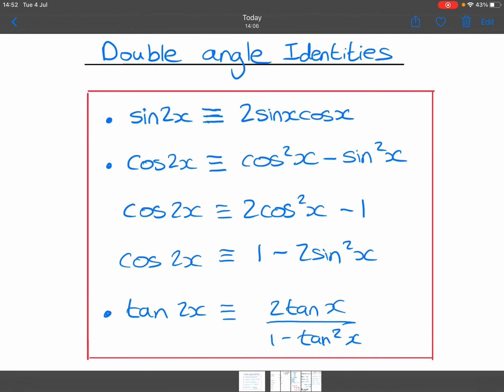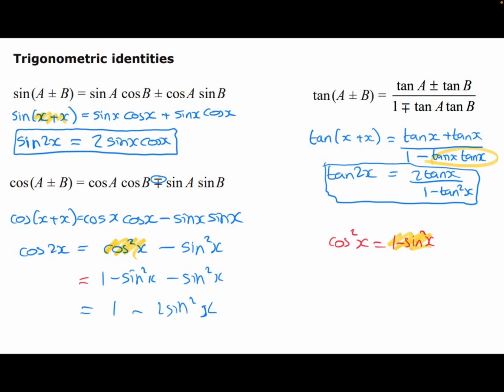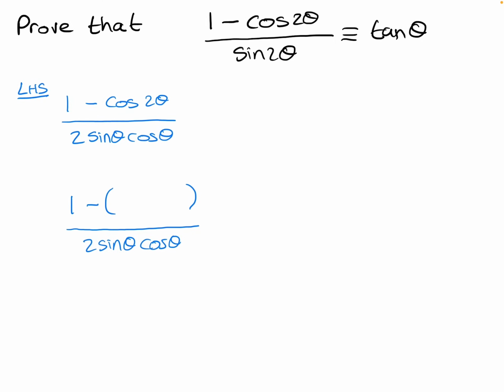So, those are the double angle identities. And that's how you prove them. Let's have a look at a few examples of using them then.